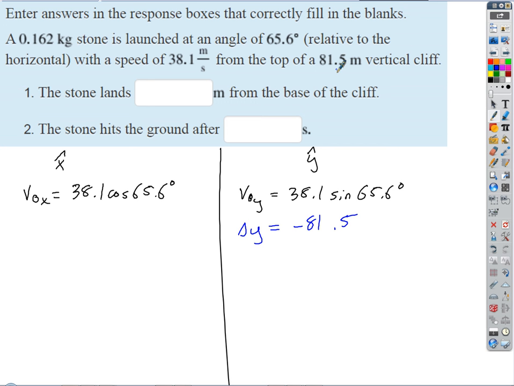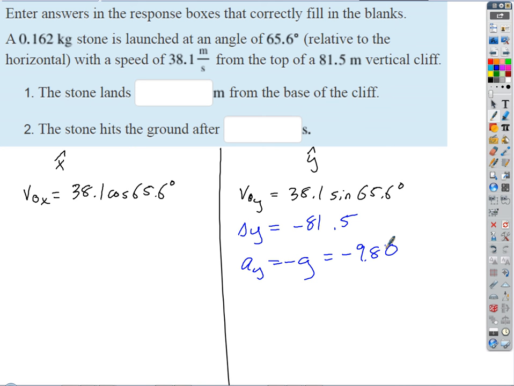Okay, there's something else we know though. Vertically speaking, what else do we know? We don't know final velocity yet. We don't know time yet. We know displacement. What about acceleration? Oh, negative 9.8, right? So a sub y is just negative g, or negative 9.80. And then, let's see, what do we probably need?